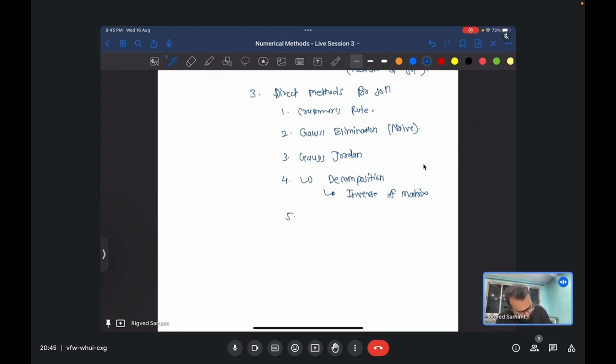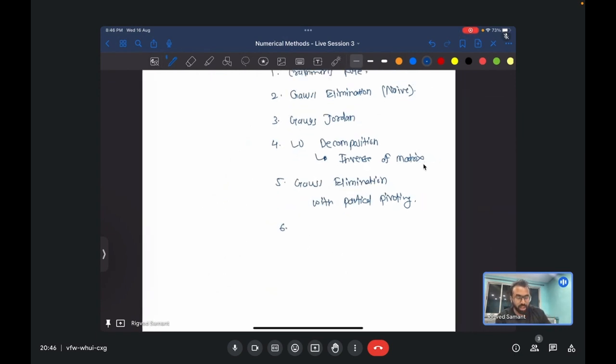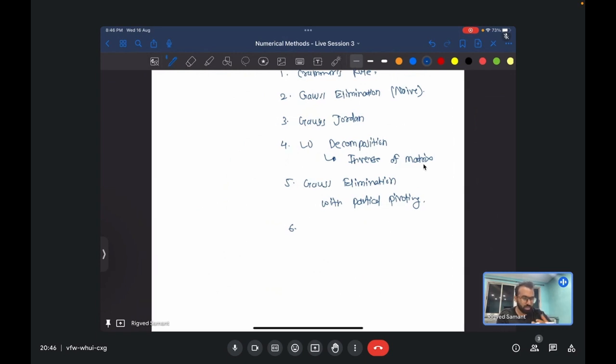Then today we saw Gauss elimination with partial pivoting. We saw what partial pivoting is: we check in the pivot column for the highest value, and we swap that highest value to the pivot position. Then we saw why we do that. Also we saw how it removes problems related to numerical analysis and makes the method numerically strong. That we saw today.